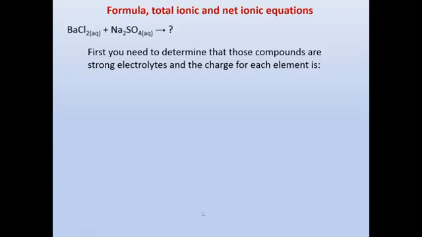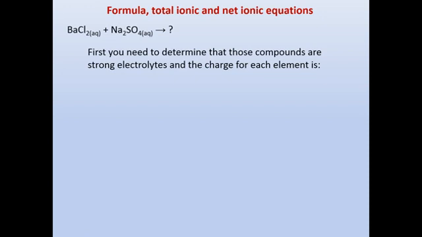In this video we're going to go through balancing the formula, so the total ionic and net ionic equation. We've got an example here of barium chloride and sodium sulfate. We need to work out what the products are going to be in this reaction, and once we've done that we can then do the ionic and net ionic equations.